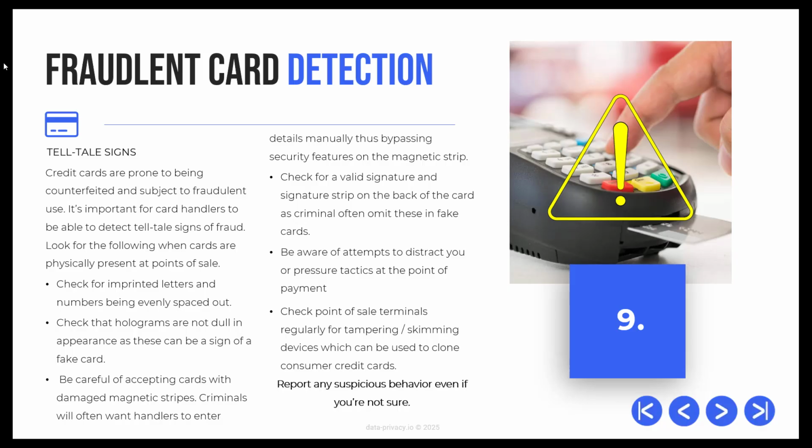Other things then to check for include a completed signature. Attempts to distract you from checking the card is legitimate, and any possible tampering with the card reader payment device itself. Sometimes fraudsters will attempt to attach skimming devices or even replace the card reader itself.